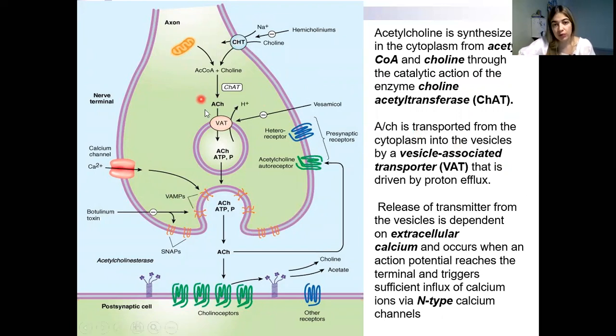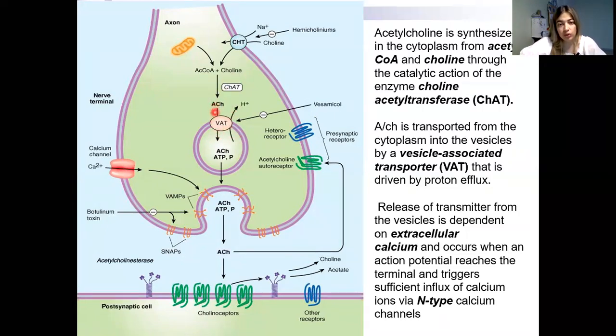Well, firstly, acetylcholine is synthesized in the cytoplasm from acetyl coenzyme A and choline, the alcohol choline, through the catalytic action of the enzyme choline acetyltransferase. And then it is transported from the cytoplasm into the vesicle with the help of a vesicle-associated transporter that is driven by proton efflux. So this is the antiport.